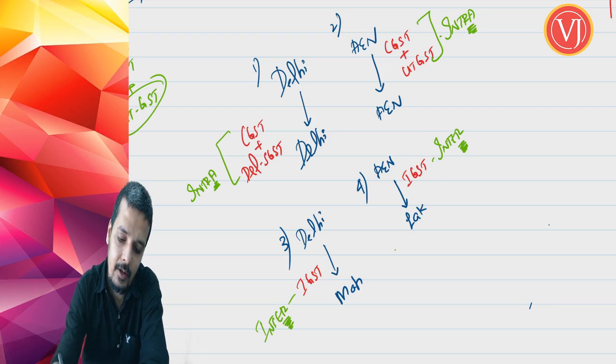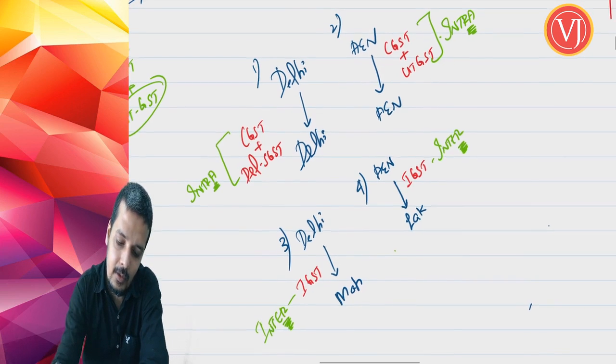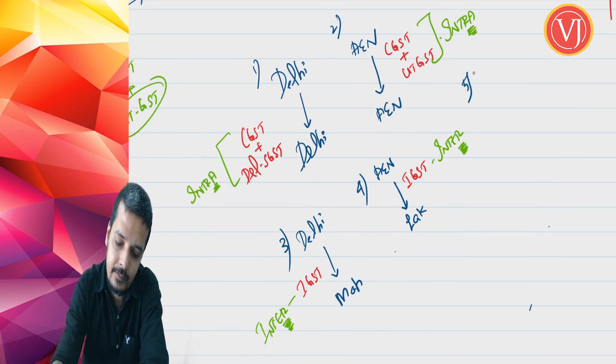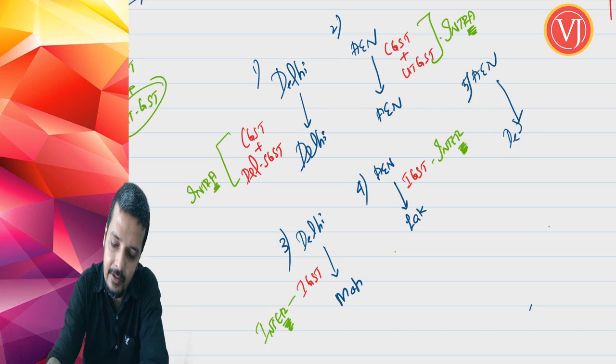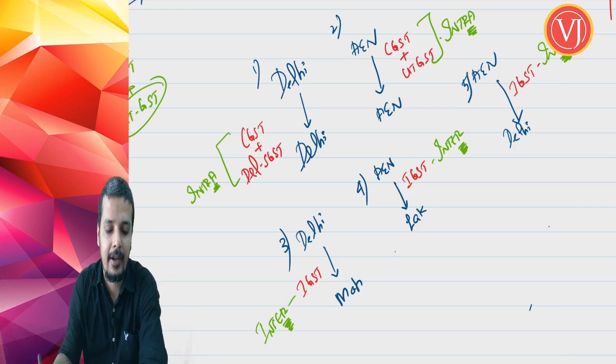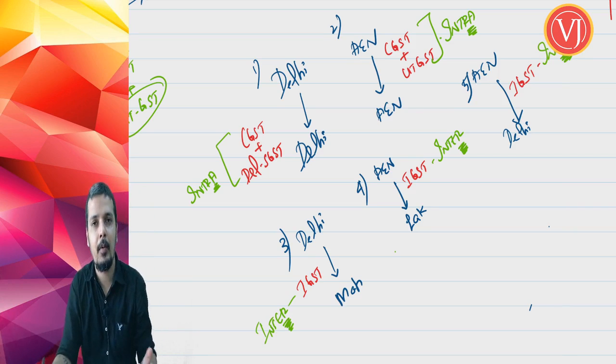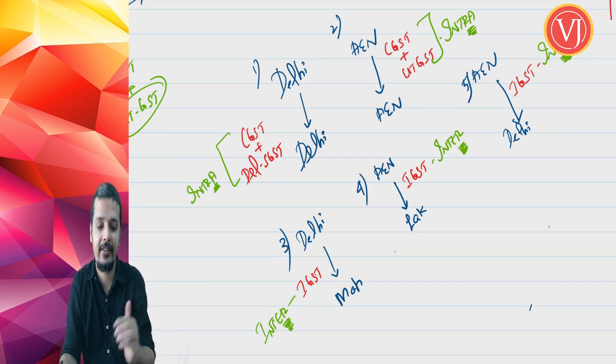If it is one union territory, Andaman and Nicobar, to a state, Delhi, again it is IGST, where you are talking about interstate supply. So if I want to summarize, example number 1, Delhi to Delhi, one state to the same state, intra: CGST plus Delhi SGST.